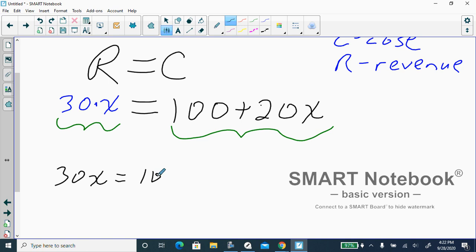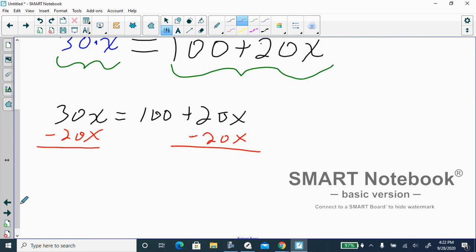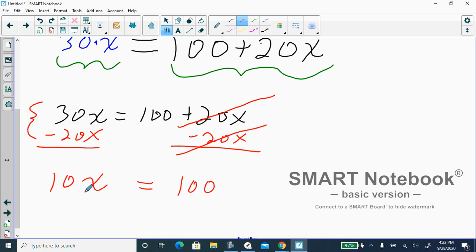30x equals 100 plus 20x. We want to solve for x, so we want all of the x terms on the same side. Let's take away 20x here and 20x here. We did the opposite because we want to get rid of that 20x. Plus 20x minus 20x is 0. That leaves us with 100 on the right. On the other side, 30 minus 20 is 10x. So we've got our variable on one side, constant on the other.